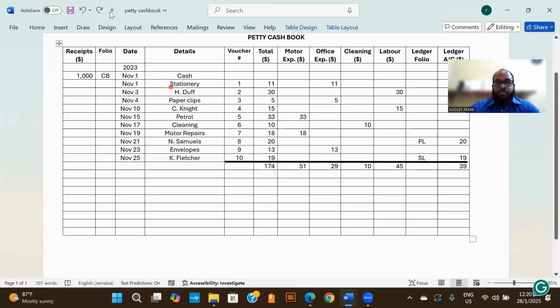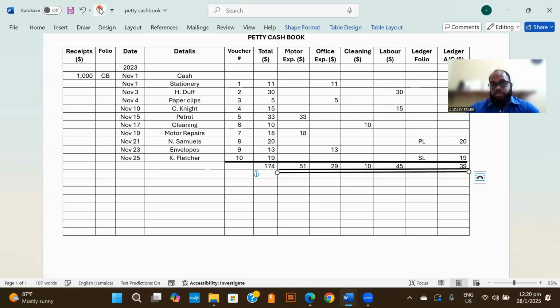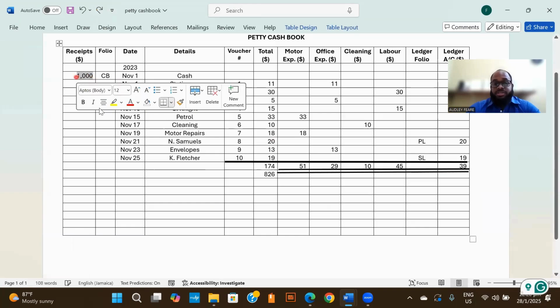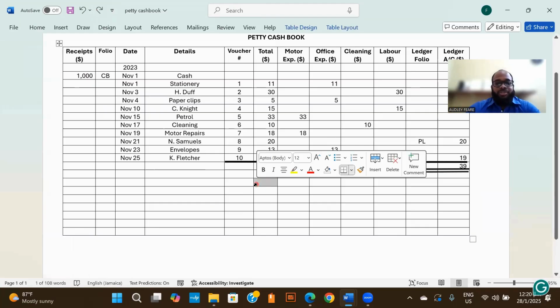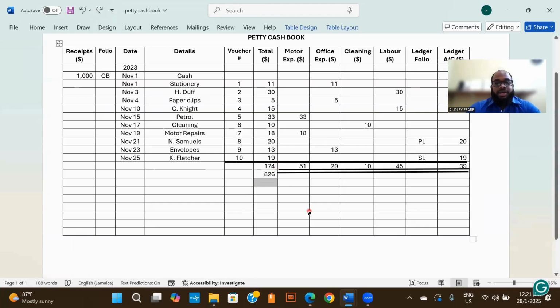All right. Once you're there, once you got that, you know you're on the right track. But of course, we have to close the totals over here. So we draw our double line and we close it. And let's move on. Now, the petty cashier spent $174 in the month of November. And it was spent from this $1,000. So therefore, the amount that is left from the cash float is $826. So the petty cashier did not spend much at all. Only spent $174 and has $826 left.